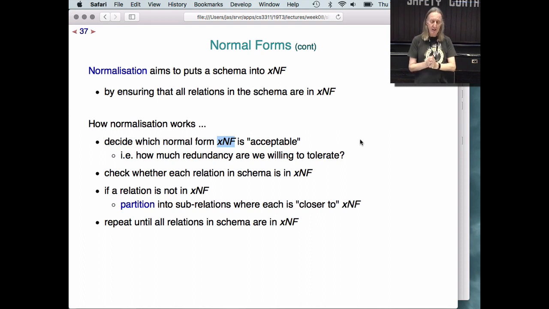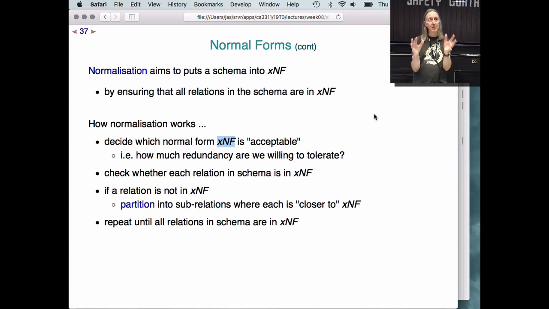So here we're talking about putting a schema into a particular normal form. What that means is looking at each of the relations in that schema and checking whether each of them is in a particular normal form. So we check each relation. If we discover a relation that's not in the normal form we want, then we have to restructure that, and the standard way of restructuring is to partition it into subrelations, which we'd also call decomposition.